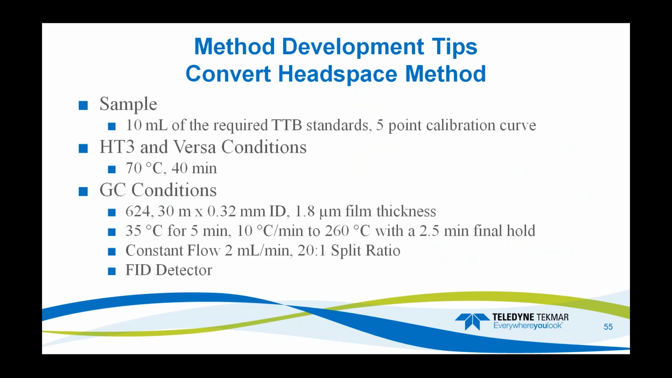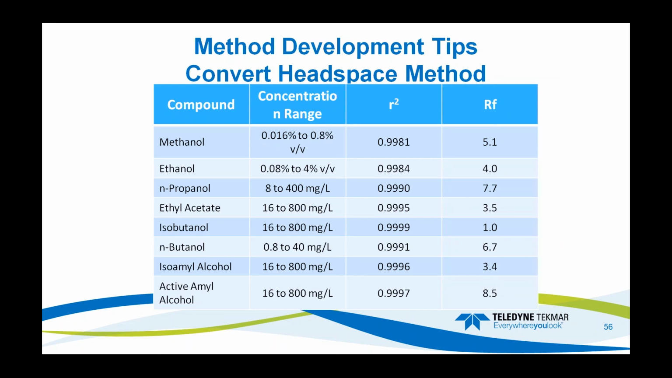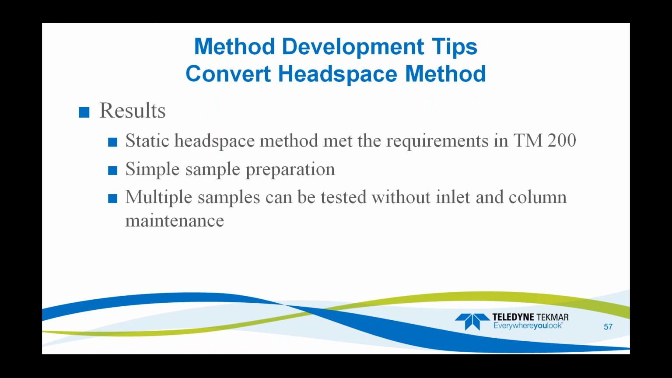So we created a method. We used 10 mils of the standards. We did a 5-point calibration curve. And this is the results we got. Very good data. As a result, the static headspace method met the requirements of the TM200 method. Simple sample prep, you just put the sample in there, and multiple samples can be tested without inlet and column maintenance.